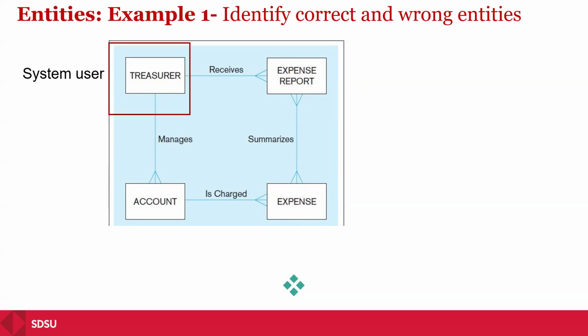All right, so treasure is a system user. And again, system users are probably not part of conceptual data models, so it's their own entity. Report also is a system output, so it's not a good entity, and the other two, account and expense, are good entities.